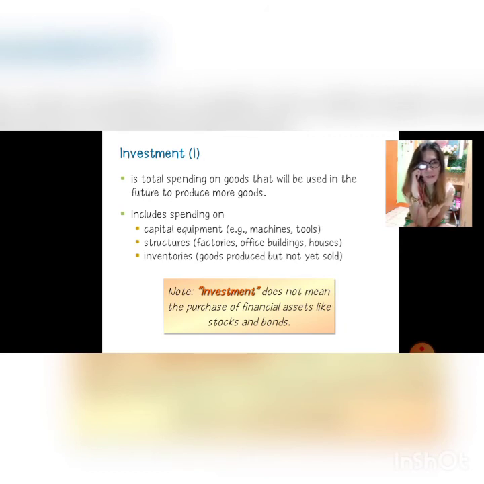Note that investment does not mean the purchase of financial assets like stocks and bonds. So, why appeal in GDP? Walay appeal ang purchase of financial assets like stocks and bonds, ha? It is not included in the computation of GDP. Okay?